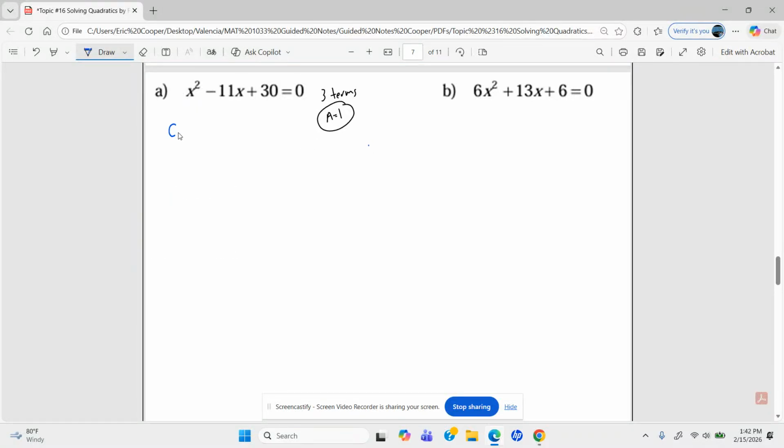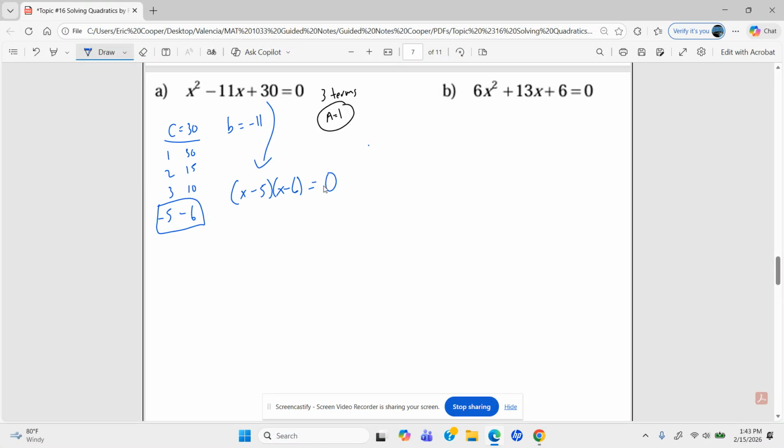That means we've got to find some number that multiplies to c, which is 30, and adds to b, which is negative 11. So I'll list my multiples of 30. 1 and 30, 2 and 15, 3 and 10, we've got 5 and 6. I'm looking for something that can give me an 11. That would be 5 and 6. I need it to be a negative 11, and I need it to multiply to positive 30, so the signs have to be the same. So it's got to be negative 5 and negative 6. So this would generally factor to x minus 5 and x minus 6.